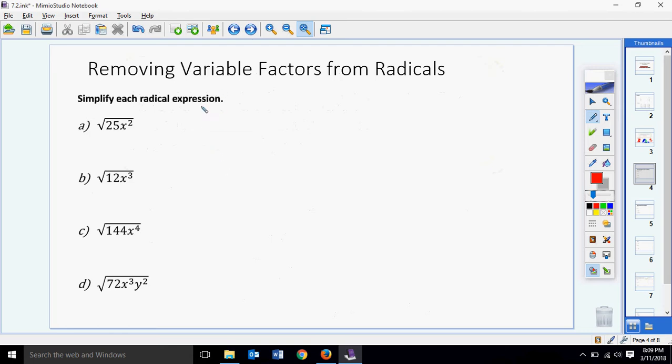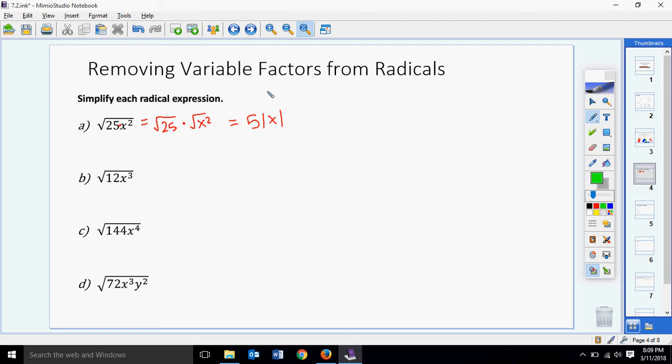So let's remove variable factors from these radicals. We're going to simplify this expression. Same thing. I want to think about my product rule here. It's 25 times x squared. So I can split this up into the square root of 25 times the square root of x squared. Now the square root of 25 simplifies to 5. And the square root of x squared simplifies to the absolute value of x.